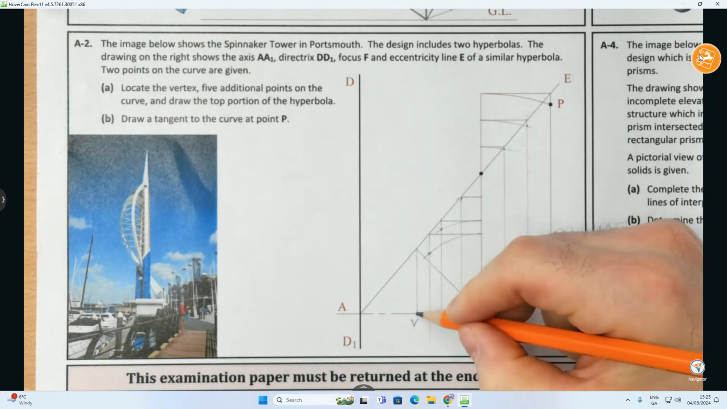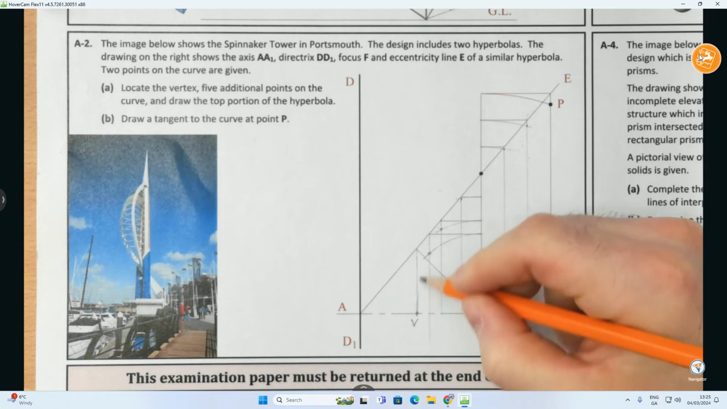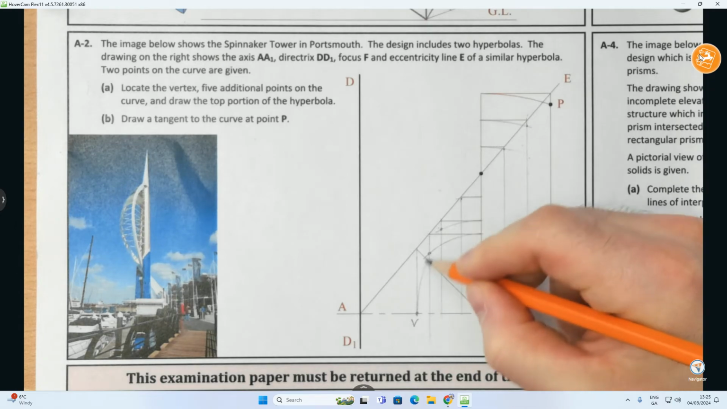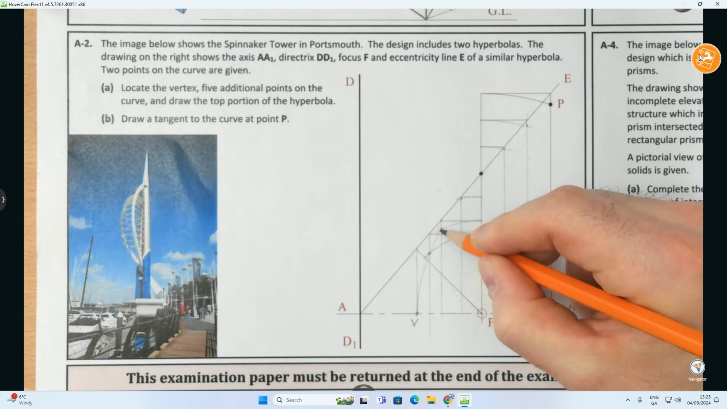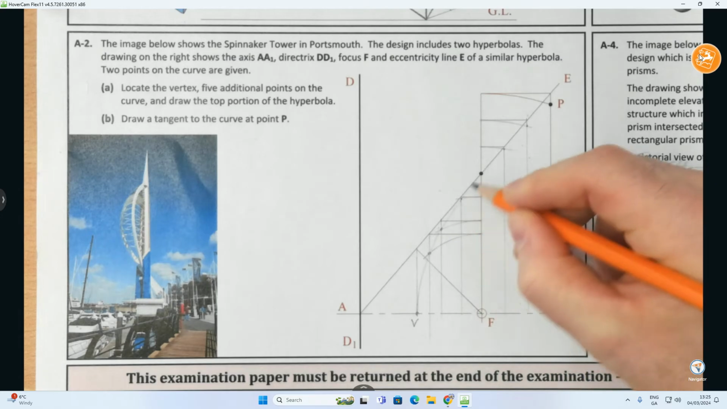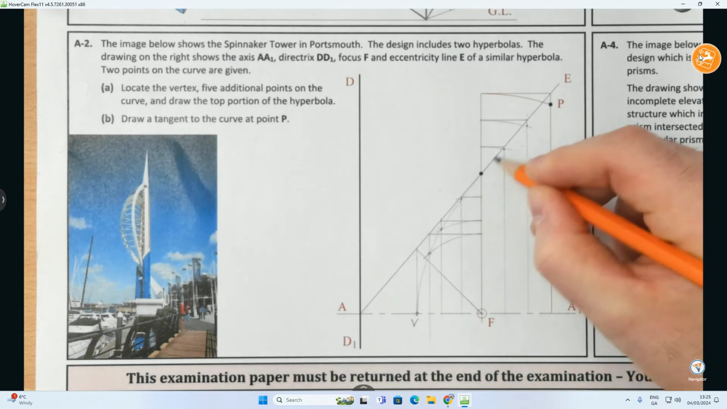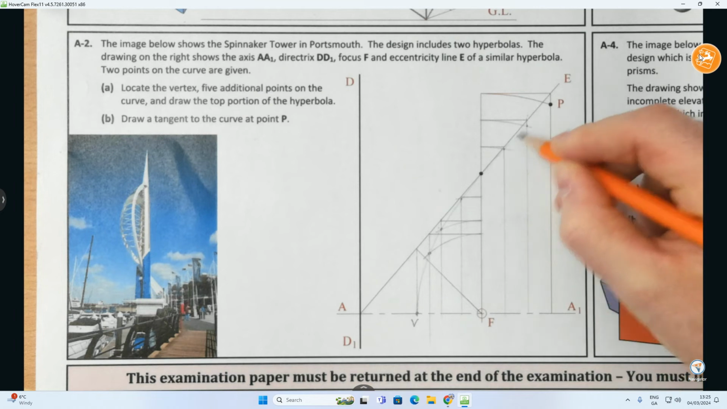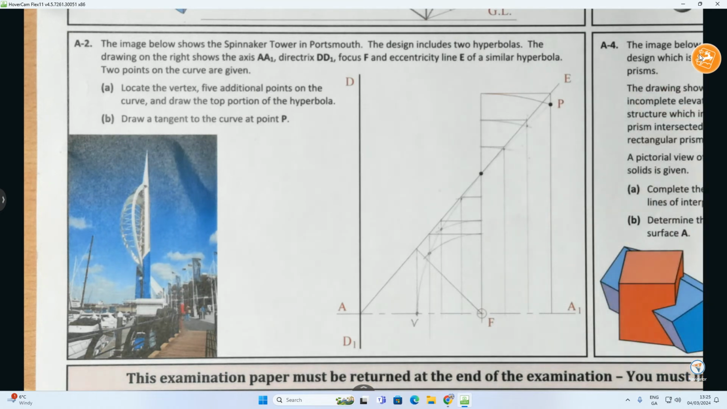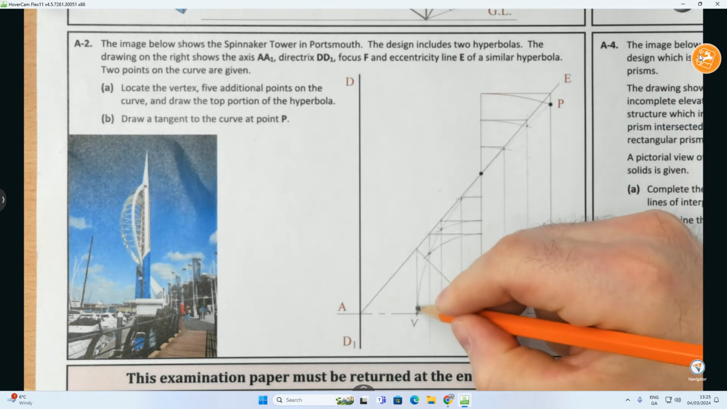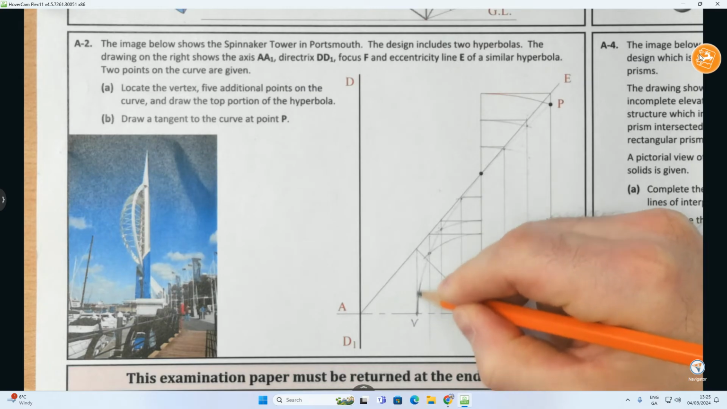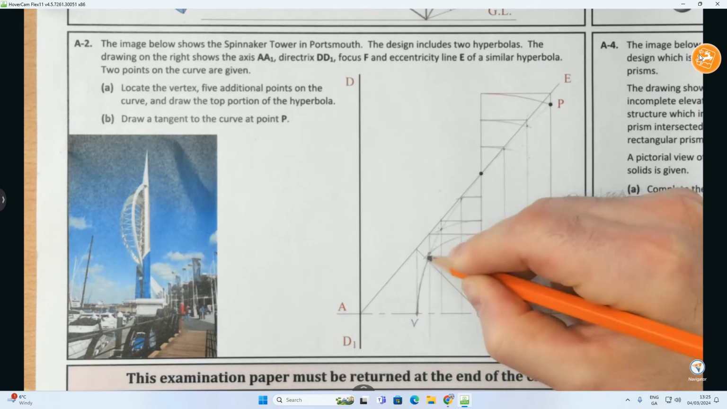So now what I do is simply, including the vertex, I suppose technically I found 6. I'm now going to sketch in a curve as best I can going through those points. And that curve will be my hyperbolic curve. Okay, I'm going to switch over to HB pencil here just to try and make it a little bit darker.